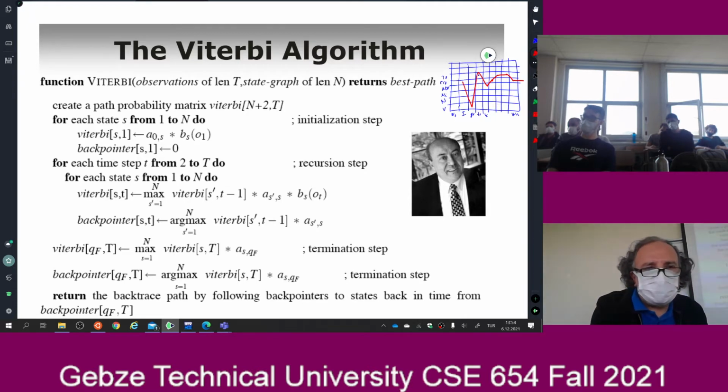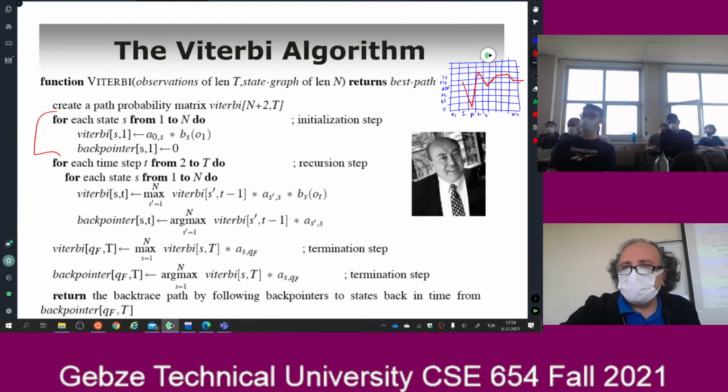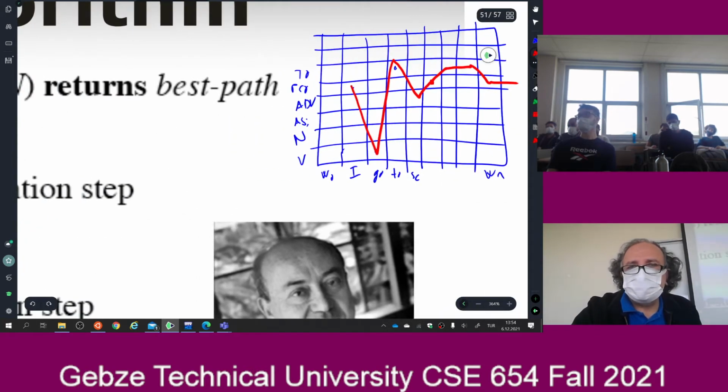At the beginning, I do this initialization. It says from 1 to N. Remember, T is the number of words. I have T words, and N is the number of states. Plus 2 is for some dummy states, beginning and end state stuff. Okay, so I think I made a mistake here. I just did the opposite. This is W1, W2, and Wn. We don't have W0 stuff.